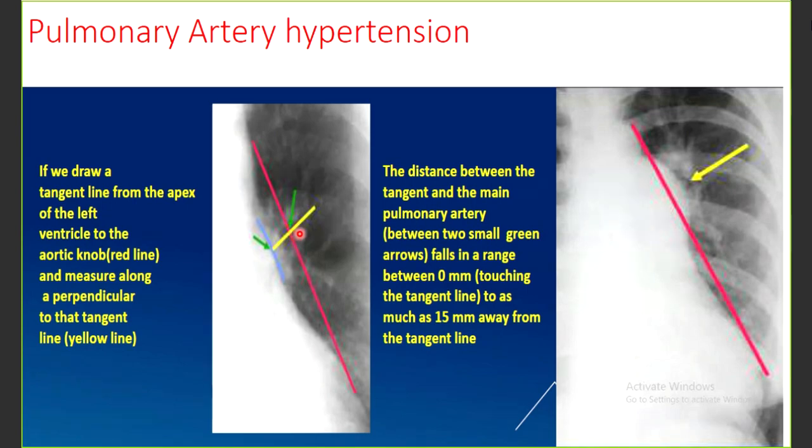Let us look at the image on the right. The pulmonary artery bay is very full and it has already crossed the tangent drawn from the aortic knob or aortic knuckle to the apex of the heart.